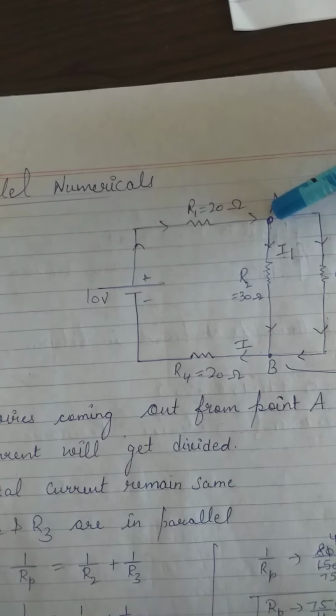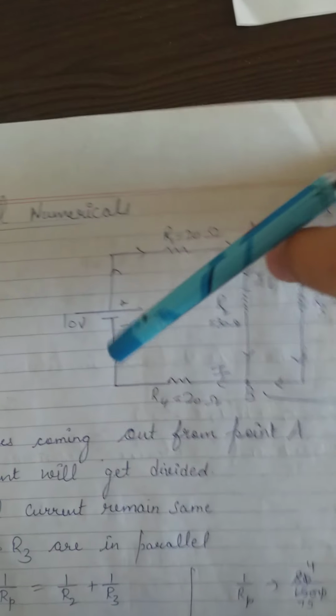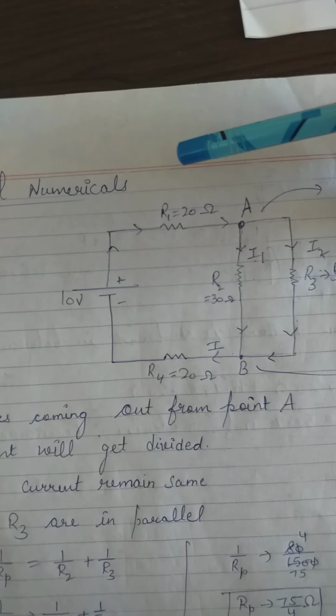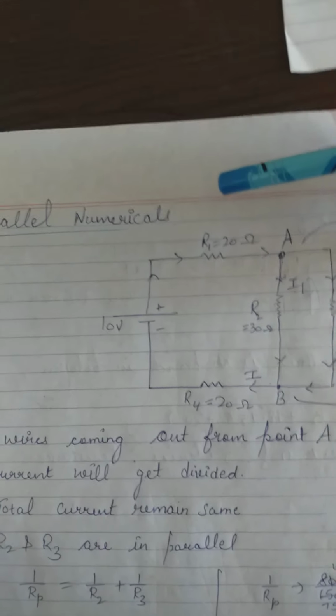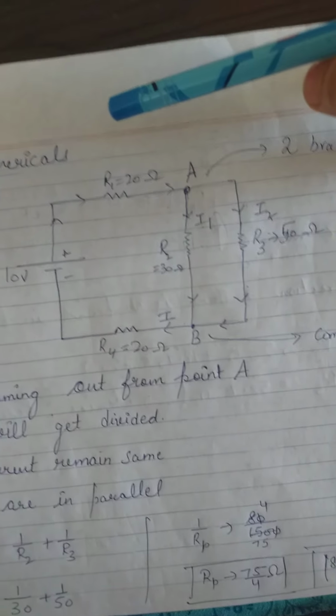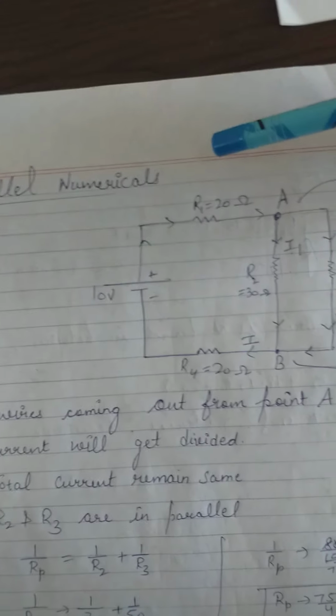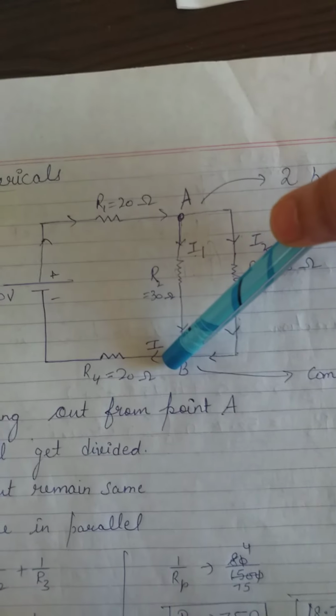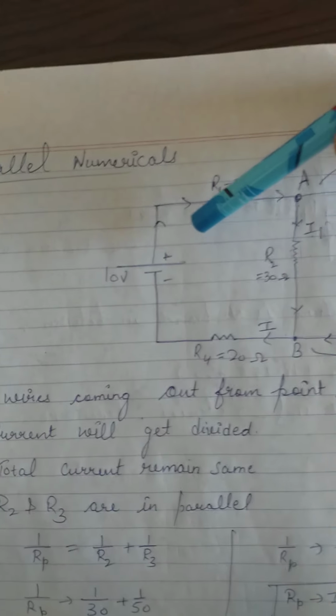First of all, two wires are coming out from point A. See this diagram. Two wires are coming out, that is R3 and R2, the circuit resistors, and the current will get divided at point A. So one point is clear that this circuit is a parallel circuit. Total current remains the same. At point A the current is going outside, and at point B the current is coming inside, so the current will remain the same. So R2 and R3 are in parallel.